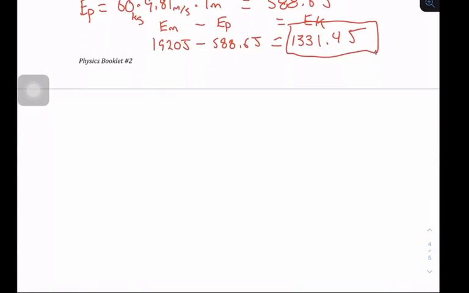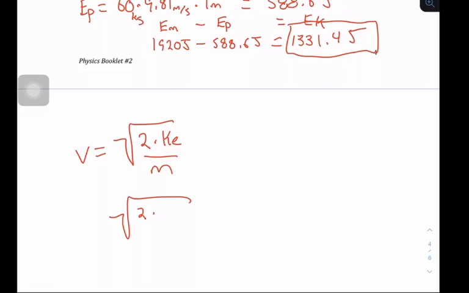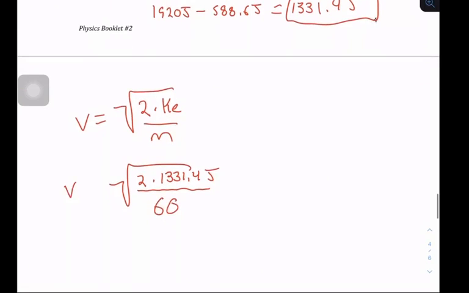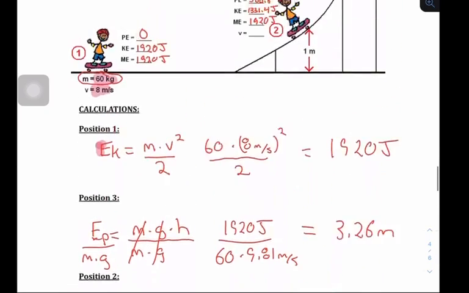So we remember our velocity version of the kinetic energy formula is the square root of 2 times the kinetic energy divided by mass. So that would be the square root of 2 times the kinetic energy, which was 1331.4 joules, divided by my mass, which is 60. When I do that, I end up getting for my velocity 6.66 meters per second. That's at this point here.